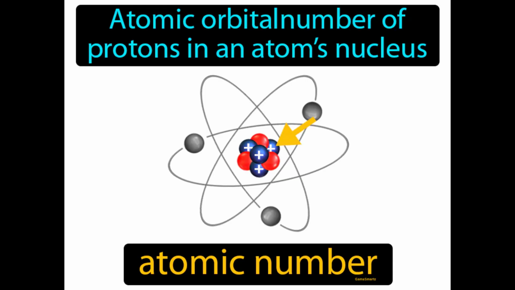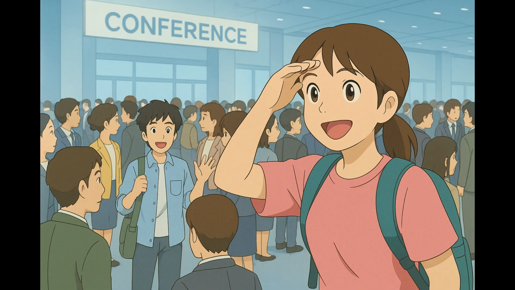Number of protons in an atom's nucleus. Atomic number. The atomic number is the count of protons in an atom's nucleus, determining the element's identity. Imagine you're at a large conference trying to find your friend among a sea of attendees.